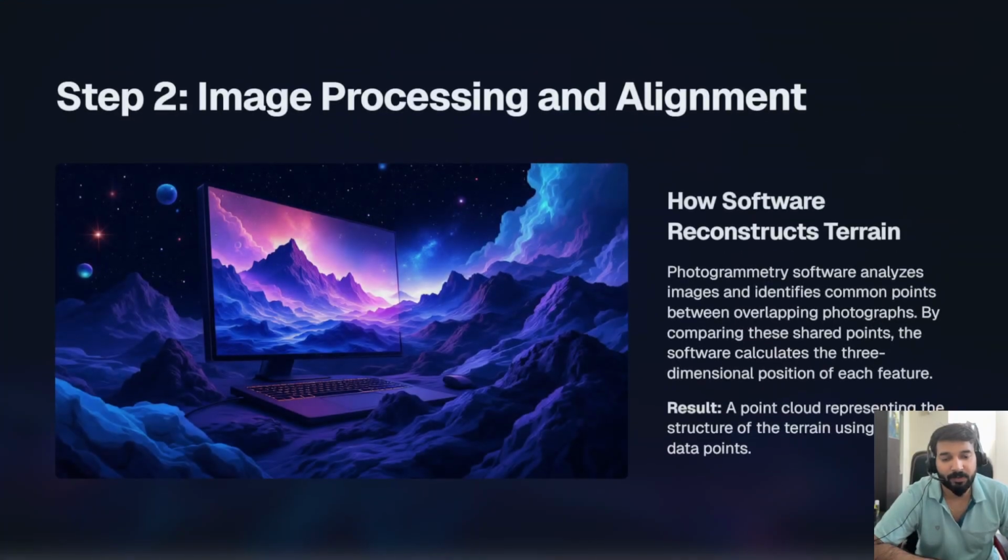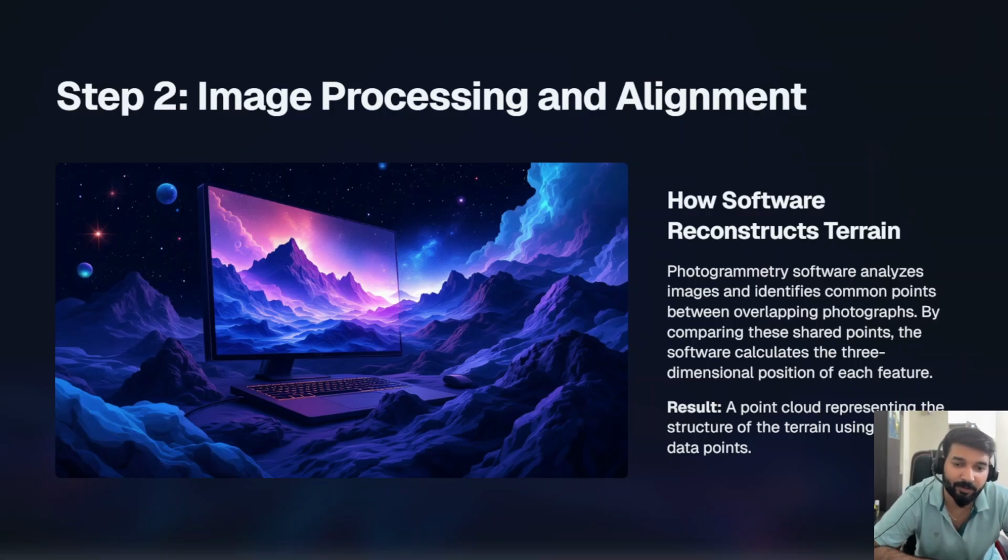Step 2. Image processing and alignment. Once the images are uploaded in photogrammetry software, the software begins analyzing the images and identifying common points between overlapping photographs. By comparing these shared points, the software calculates the three-dimensional position of each feature. This process generates a point cloud which represents the structure of the terrain using millions of data points.